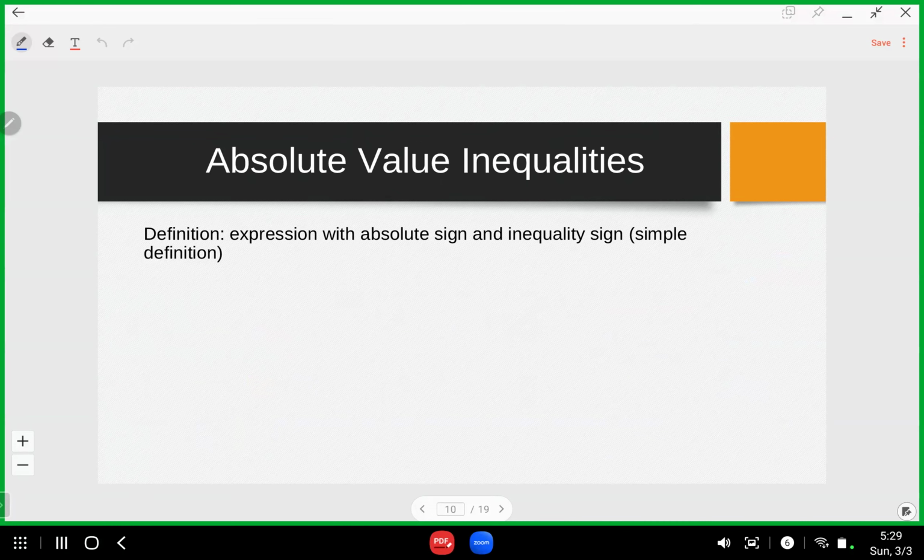What an absolute value inequality is, is pretty simple: an expression with an absolute value sign and an inequality sign. A simple definition. What an actual example looks like would be |3x - 5|/4 > 5. Then you solve: |3x - 5| > 20.